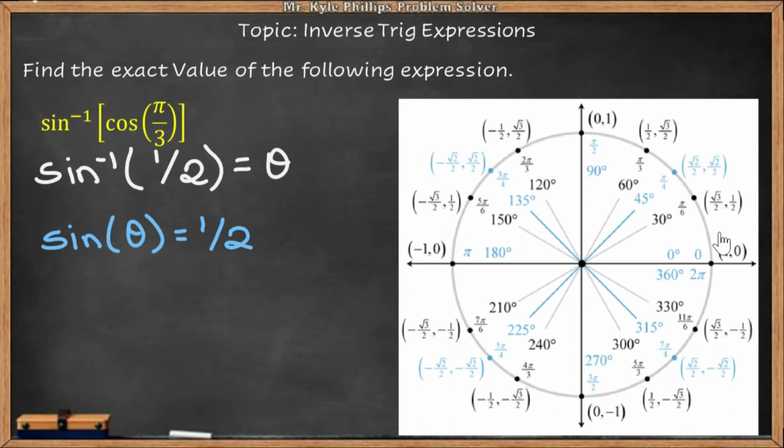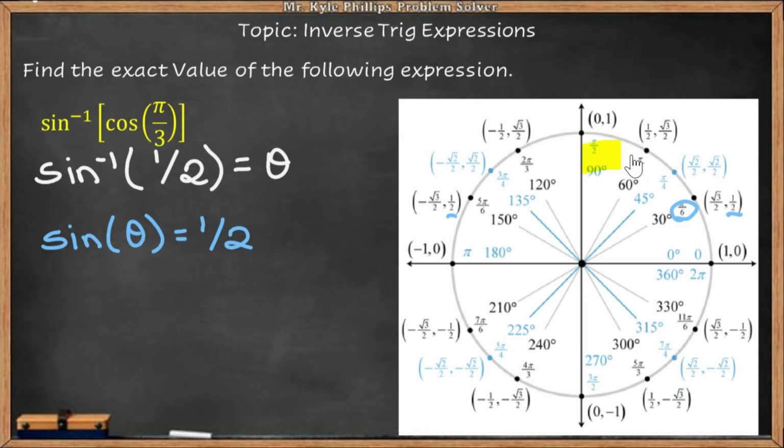So here I have a y value of 1/2 at pi over 6, and I have another y value of 1/2 here at 5 pi over 6. So it looks like I have two answers. So which one's the correct answer? Well, the correct answer is pi over 6, and here's why.